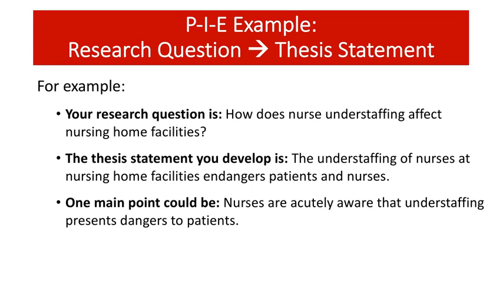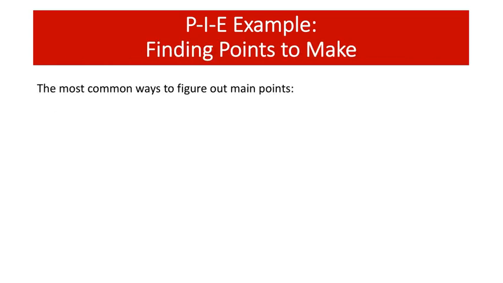One of the main points could be that nurses are acutely aware that understaffing presents dangers to patients. And if you're going to use that as your main point for your paragraph, you will need to then support it with information from sources. So you may be wondering, how did you come up with that main point?